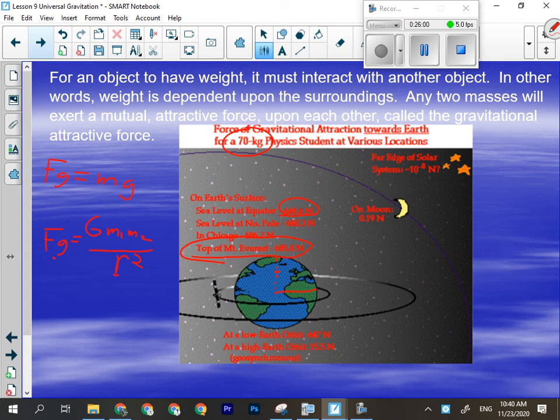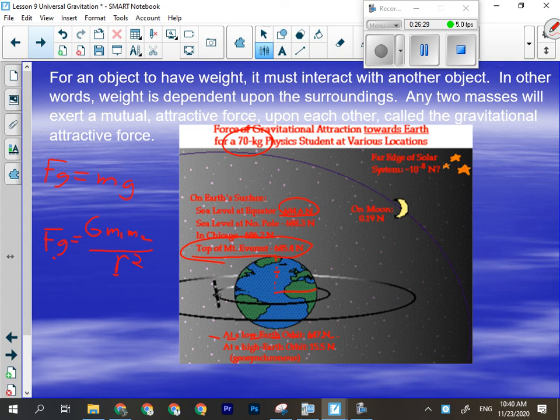If I go into low Earth orbit, so if I'm on the International Space Station, I still have weight. I weigh 647 newtons. If I didn't have weight, I wouldn't stay in orbit. I still have to be attracted to the Earth, even in orbit, or I wouldn't stay in orbit. I'm using gravity as a centripetal force. I'm still having a gravitational interaction between me and the Earth, even in low Earth orbit.